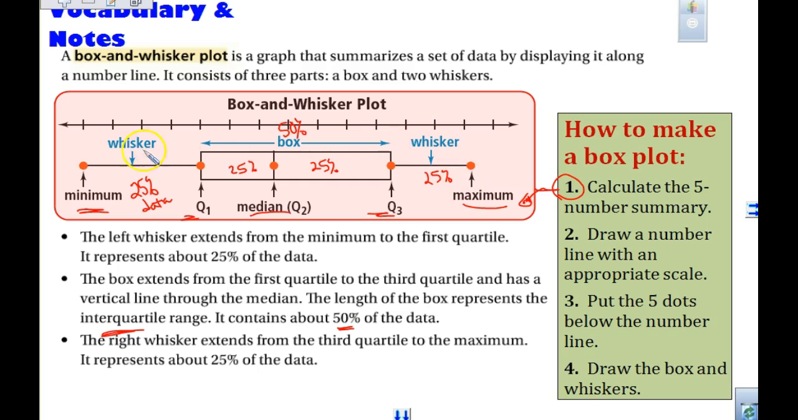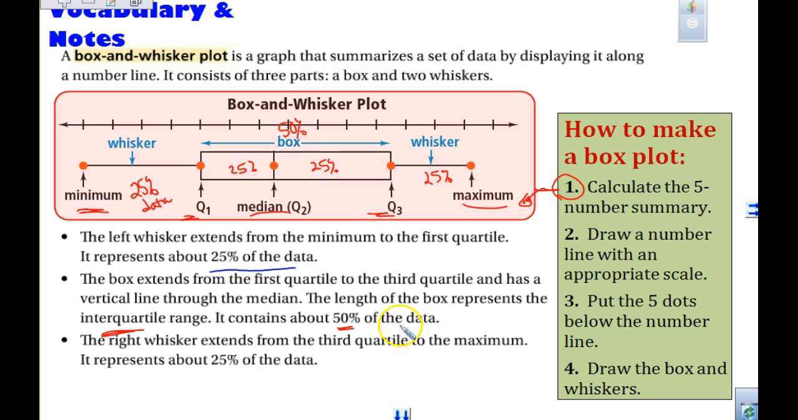So it says the left whisker extends from the minimum to the first quartile. That is 25% of our data. The box extends from the first to the third quartile. Once I find those 2 quartiles, I put a rectangular box around it. 50% of my data is in that range. And this is what's also called, as you'll see in your homework, the interquartile range.